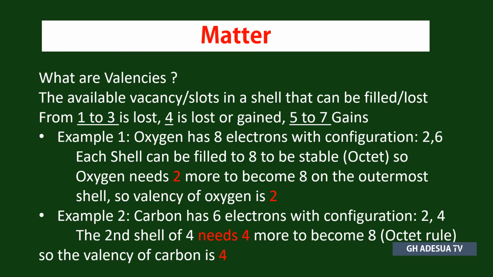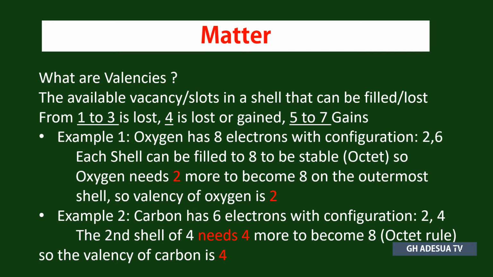Now, if you are writing the electronic configuration of, say, carbon, which has 6 electrons, if I write the configuration, you write 2, 4. Now the last number is the number of electrons on the outermost shell. Now for a shell to be stable, it needs to be filled to 8. That is what we call the octet rule.